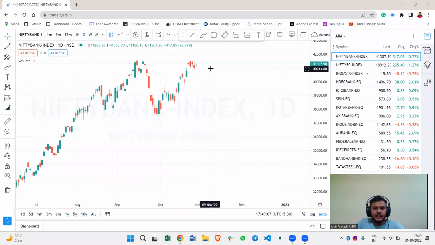Okay, for selling, it needs to close below the 41,000 round level. After that, you can take a trade for selling, and your first target will be 40,800. Second target you can set to 40,600.